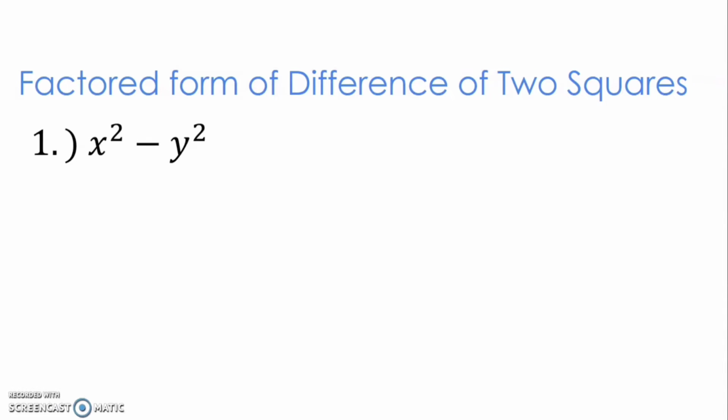We have x squared minus y squared. So to factor this, first step is you have to write two quantities. So we have two quantities. Then after that, get the square root of the first term. So the first term is x squared. So the square root of x squared is x.